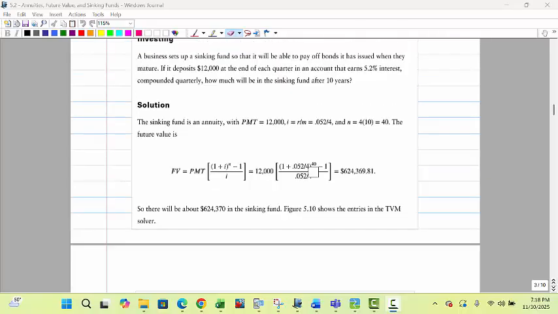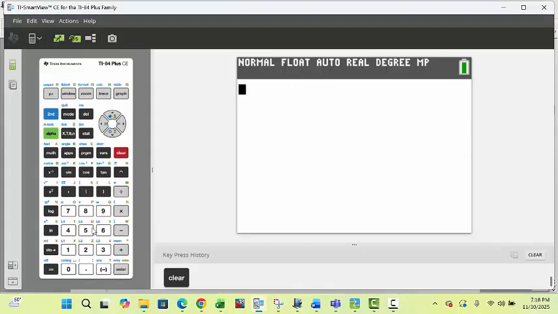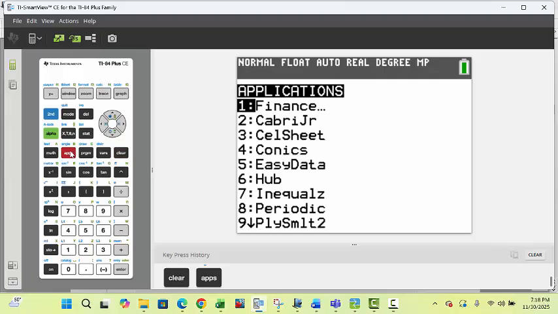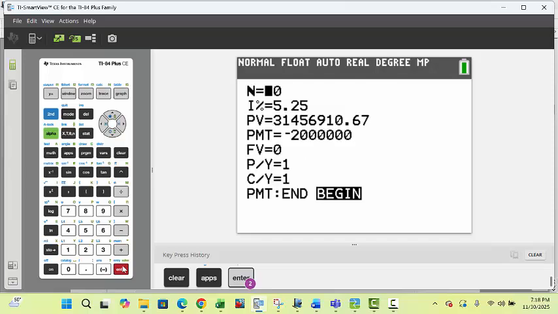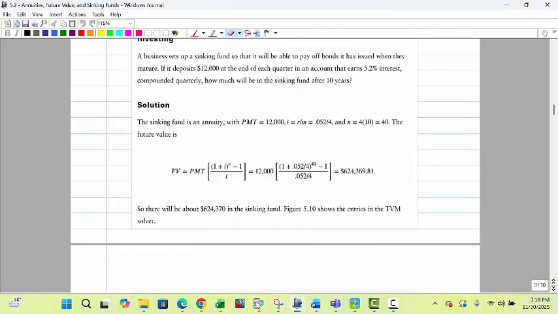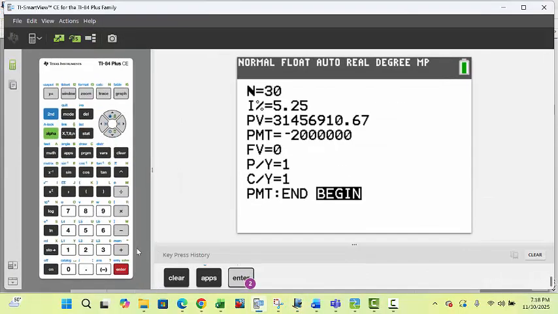Now I'll go ahead and put this one in the TVM solver as well, even though it's down below. You come over here, it's under Apps, Finance, TVM solver. So I'm going to go back and look at the numbers. We had 40 total payments because it was quarterly, 4 times a year, 10 years. 10 times 4 makes 40 payments.